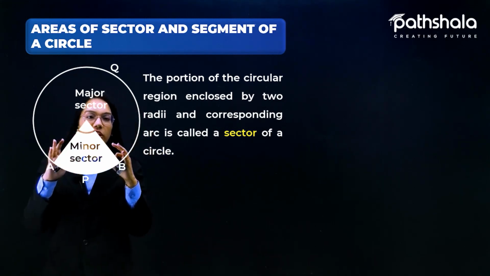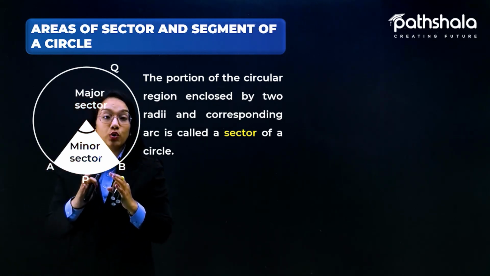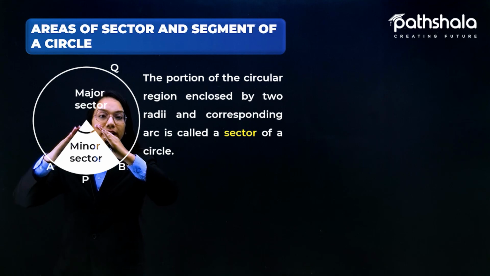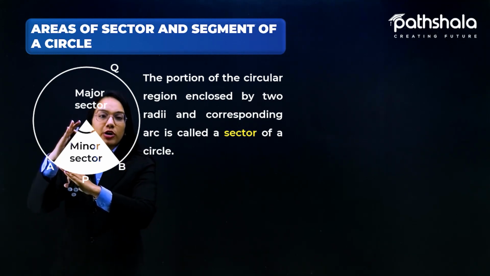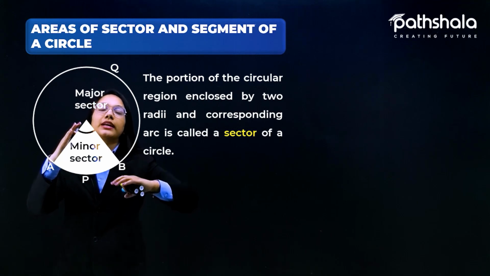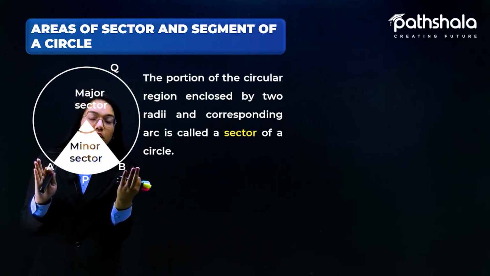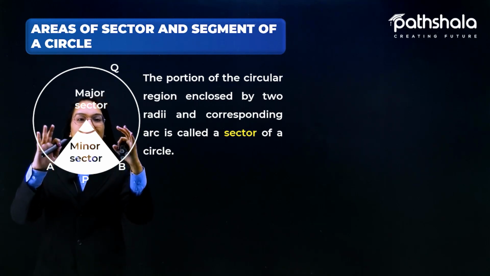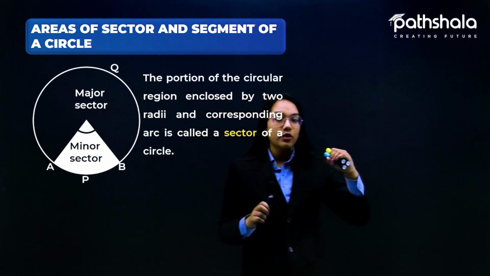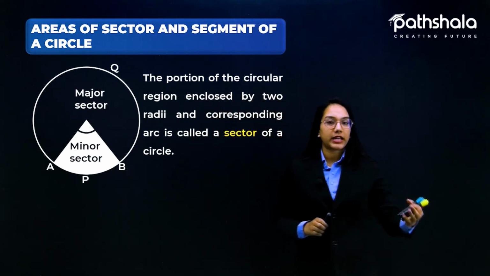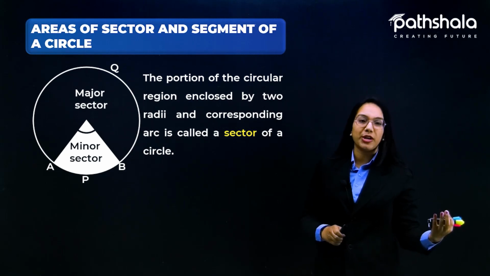As you can see over here, the sector is formed by enclosing an area within the two radii and the corresponding arc. This is the corresponding arc APB for the minor sector, and this is the corresponding arc AQB for the major sector. So remember always that there are two types of sector: the minor sector, which encloses the minor area, and the major sector, which encloses the major area.